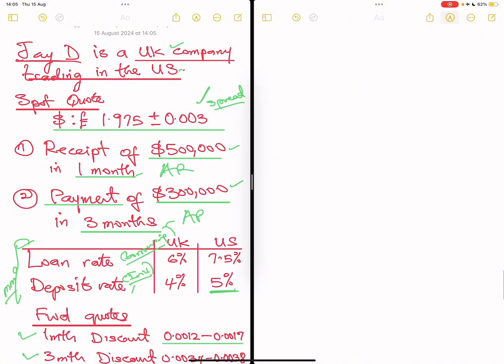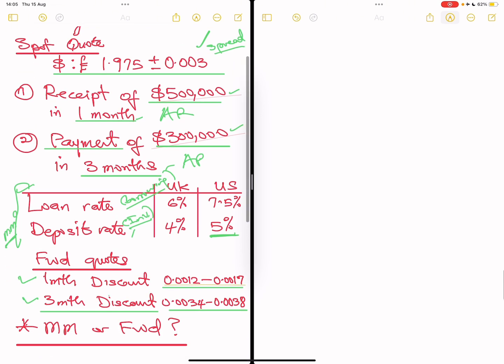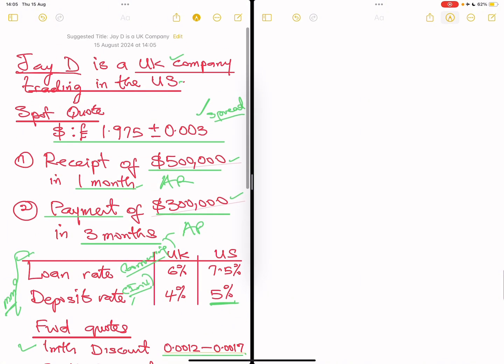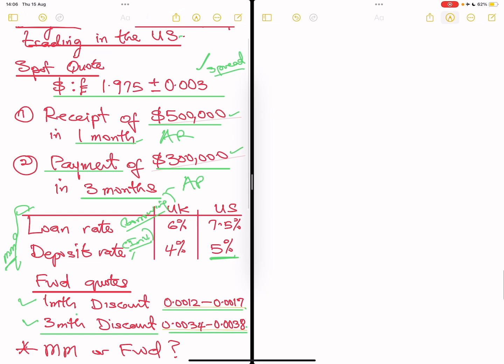So this is the information for money market workings, and I've also included forward quotes for you. For 1 month discount, 3 month discount. What this means is that this discount will have to be added to the spot, to get the forward quote for 1 month and the forward quote for 3 months. All of this we will do together.